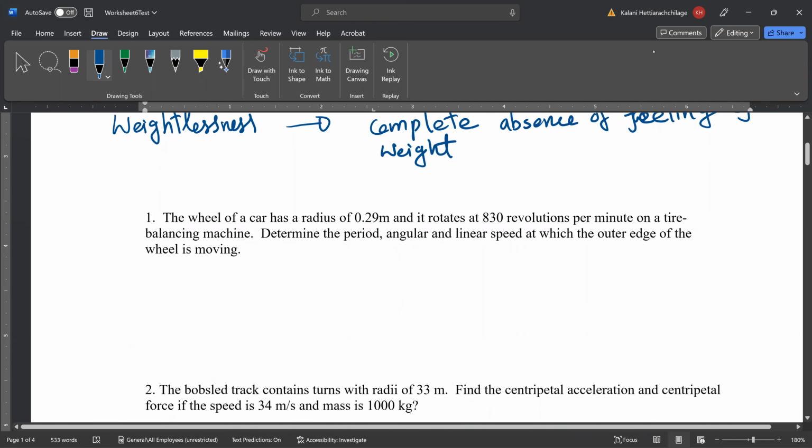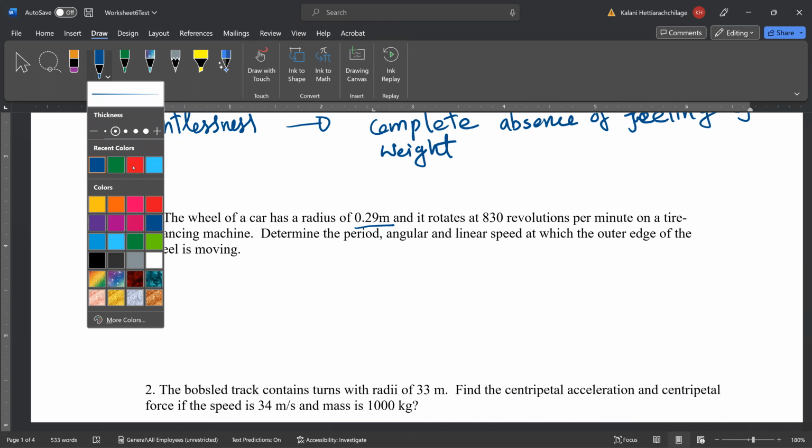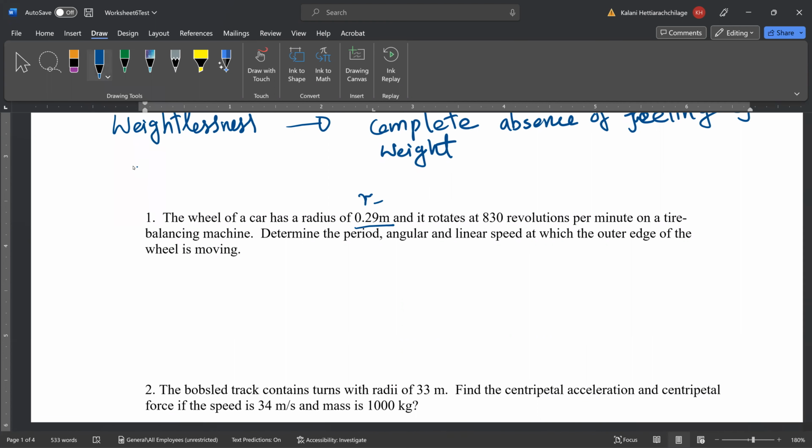Okay, now my first question is: the wheel of a car has this radius. So this is the radius. And then 830 revolutions per minute. That information is important. Balance the machine, determine the period, angular and linear speeds at which the outer edge of the wheel is moving.